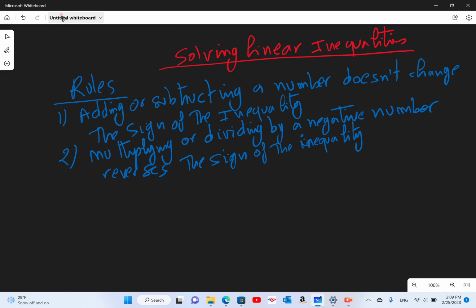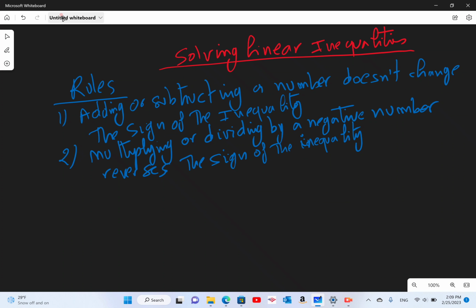Hello everyone. Today we're going to learn how to solve linear inequalities. Before we get into an example, let's first talk about some rules that you need to know, meaning some rules that you need to follow if you want to solve linear inequalities.